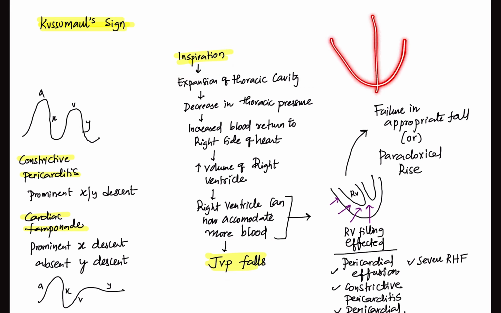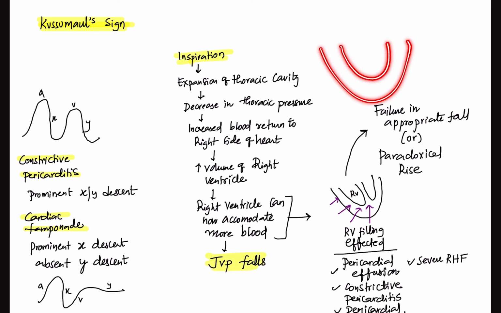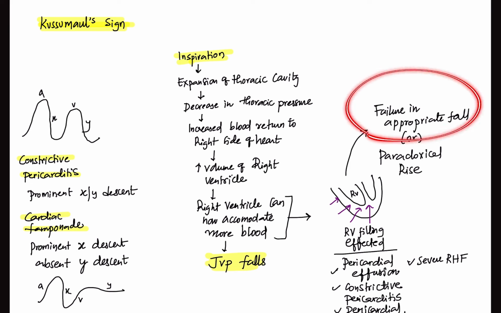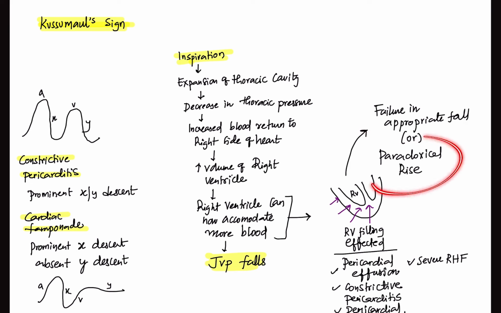Now, if JVP is not falling during inspiration, that means the right ventricle is not expanding. That means the right ventricle has some restriction, maybe restrictive cardiomyopathy, or the pericardium surrounding the right ventricle has effusion or constrictive pericarditis, or there is a tamponade, or severe right ventricular failure because of right ventricular infarction. If right ventricular filling is affected, if the right ventricle is not dilating to the extent needed during inspiration, this leads to either failure of JVP to fall during inspiration or a paradoxical rise.